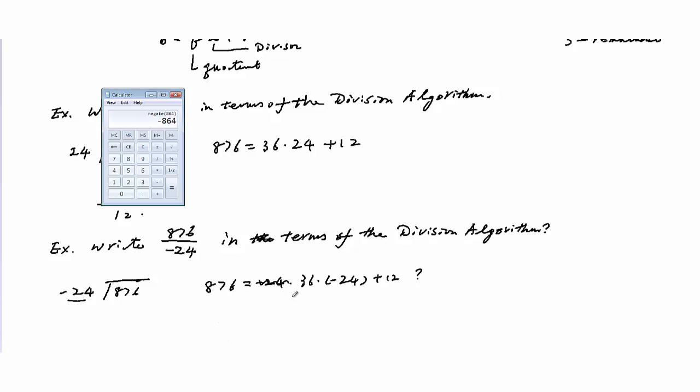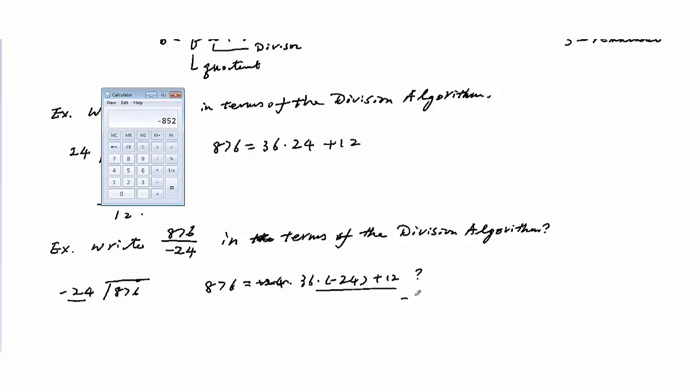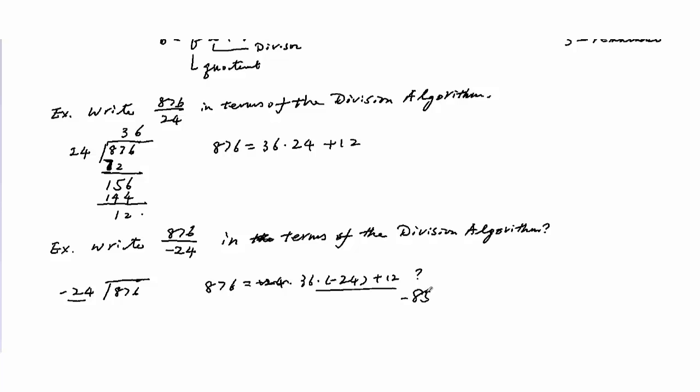And then plus 12, but this gives you negative 852. It's not negative 876. So what's wrong here? How do you fix it?